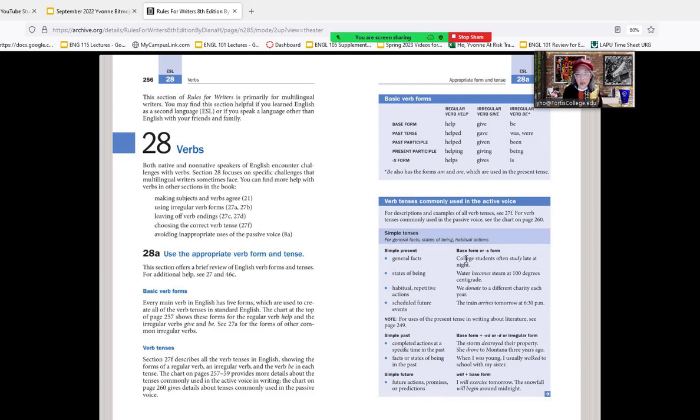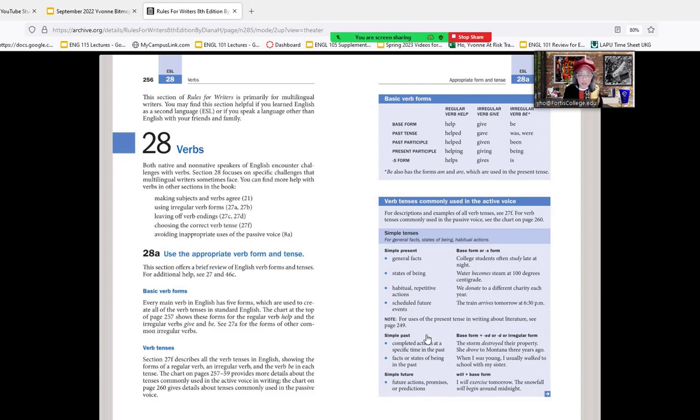General facts: College students often study late at night. States of being: Water becomes steam at 100 degrees centigrade. Habitual actions: We donate to a different charity each year. Scheduled future events: The train arrives tomorrow at 6:30 p.m.